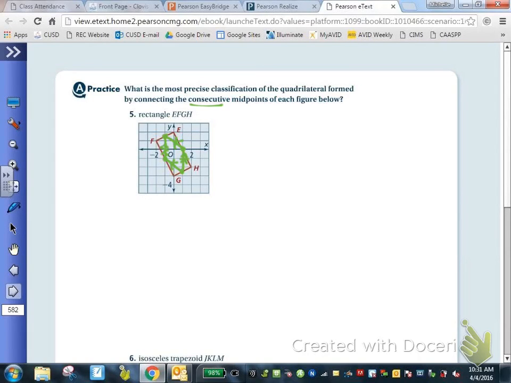You'd have to show all the sides are equal by doing the distance formula, and then you would have to show that these two lines are parallel and these two lines are parallel, and you cannot just assume it because they look parallel. Okay, we're not going to do it.